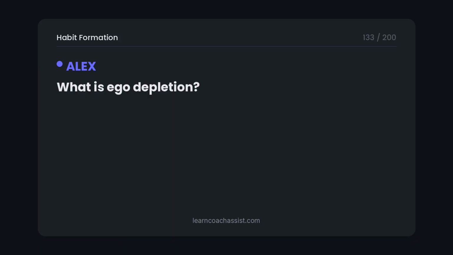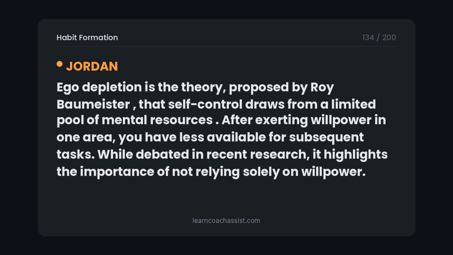What is ego depletion? Ego depletion is the theory, proposed by Roy Baumeister, that self-control draws from a limited pool of mental resources. After exerting willpower in one area, you have less available for subsequent tasks. While debated in recent research, it highlights the importance of not relying solely on willpower.